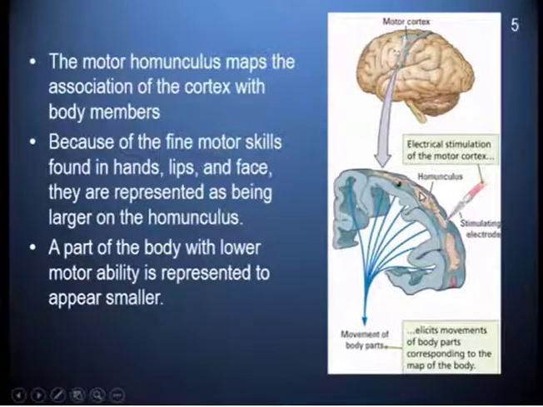And we did find this out through individuals who were awake when they had surgery, and they stimulated different areas of the brain and people's fingers would twitch or their legs would twitch or move. So this was how we literally found it out, through this type of process.